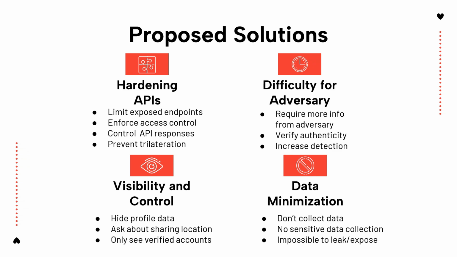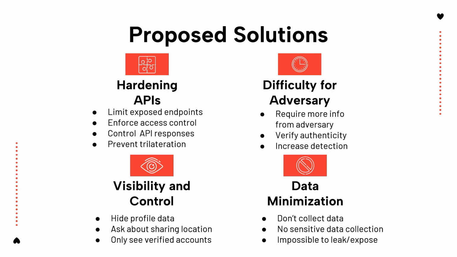In this paper, the researchers provided 4 solutions that can be done to protect user privacy and prevent data leaks. So the first thing that the researchers suggested was to harden APIs to avoid inadvertent data leaks. And this can be done by limiting exposed endpoints, enforcing access control, controlling API responses so no unnecessary attributes are sent in API responses, and preventing trilateration to prevent the adversary from getting a user's exact location. And this can be done by applying spatial cloaking.